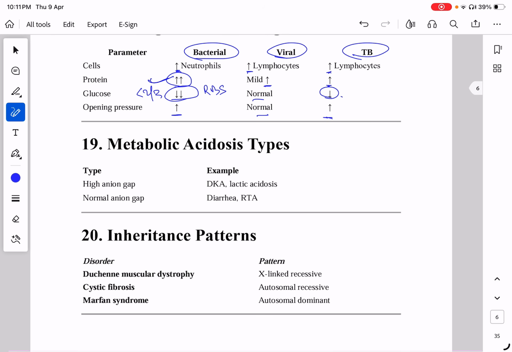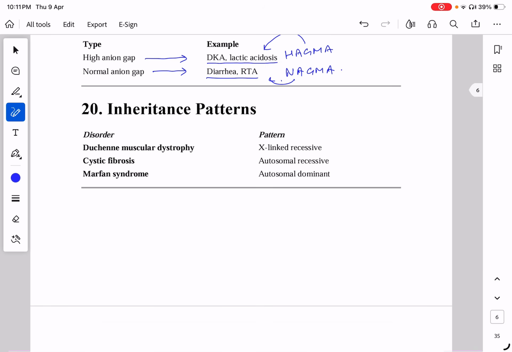Metabolic acidosis types: high anion gap metabolic acidosis. If you ask for examples, DKA and lactic acidosis, while normal anion gap metabolic acidosis is in diarrhea and RTA. So high anion gap metabolic acidosis is seen in these two types, and normal anion gap metabolic acidosis, that is NAGMA, is seen in diarrhea and RTA.